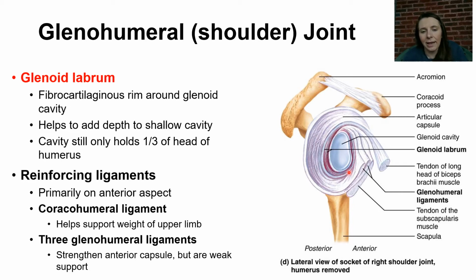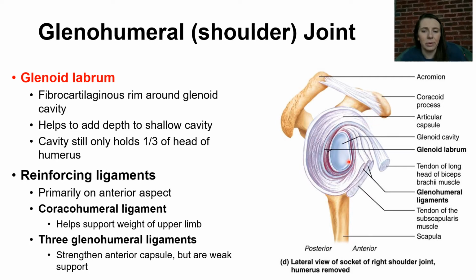which contributes to the lack of structural support for the humerus being held in place. However, we do have some reinforcing ligaments, mostly on the anterior aspect of the shoulder. So for example, the coracohumeral ligament helps to support the weight of the upper limb. So that one goes from the coracoid process, it would go down into the humerus.